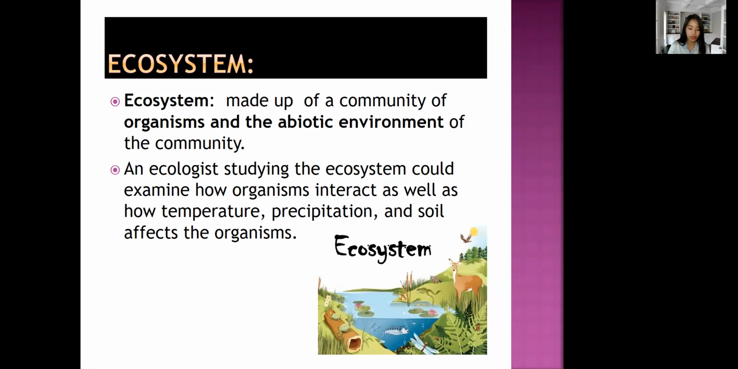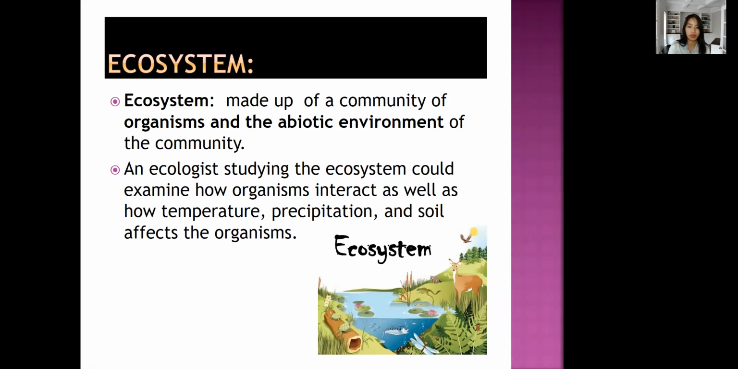So ecosystem is the set of all living species and abiotic components existing and interacting in a given area. There is an interaction between both living and non-living components.